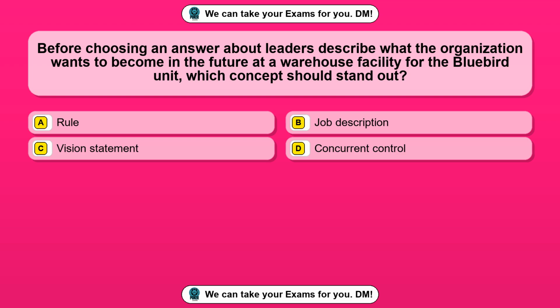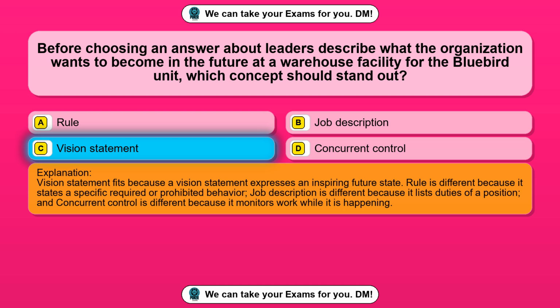Question 91. Before choosing an answer about leaders, describe what the organization wants to become in the future at a warehouse facility for the Bluebird unit, which concept should stand out? Option A, rule. Option B, job description. Option C, vision statement. Option D, concurrent control. The correct answer is option C, vision statement.